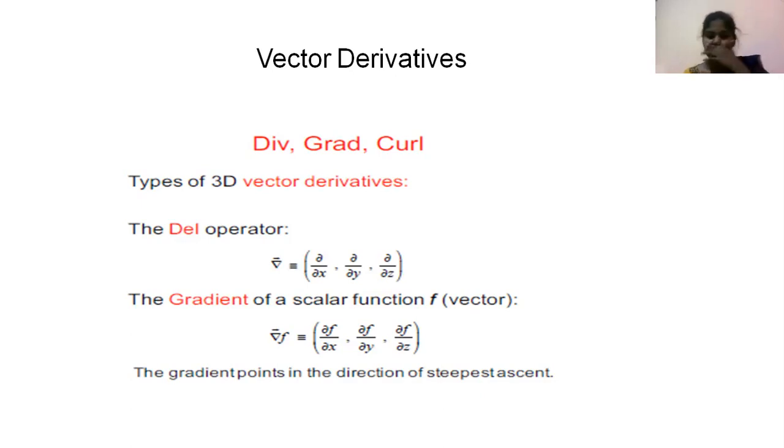The gradient we operate on a scalar. Let f be a scalar. Del f equals the del operator applied to f: dou f by dou x into i cap plus dou f by dou y into j cap plus dou f by dou z into k cap. Here we have only taken the components, leaving the i cap, j cap and k cap. So this is very easy.